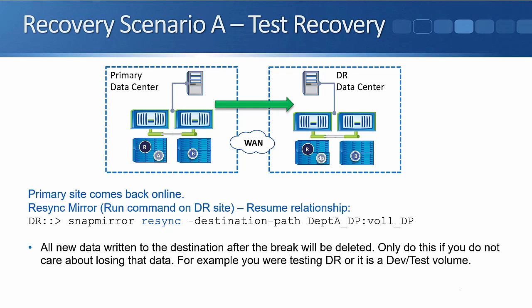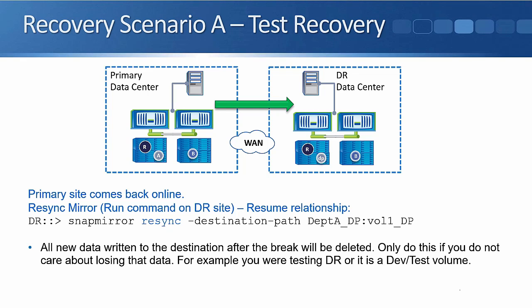To do that, we use the command SnapMirror resync and specify the destination path. Again, this is done on the DR site. When you do this, any new data that was written to the destination, to the DR site after the break, is going to be deleted. It's going to be overwritten with what is on the primary data center from before you did that initial break. So only do this if you don't care about losing that data.